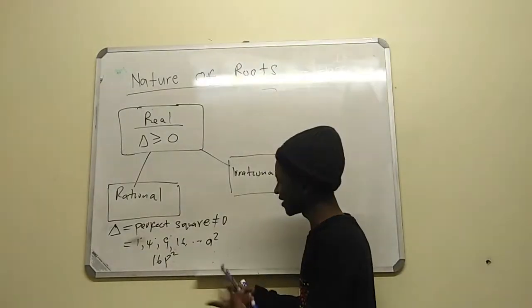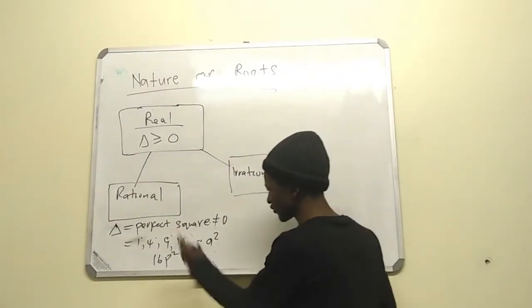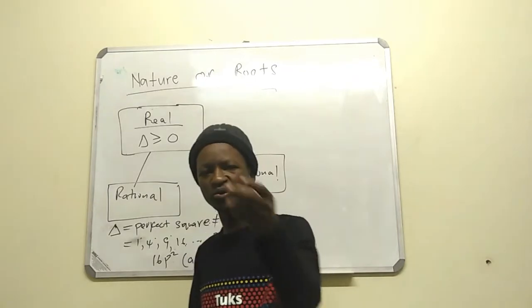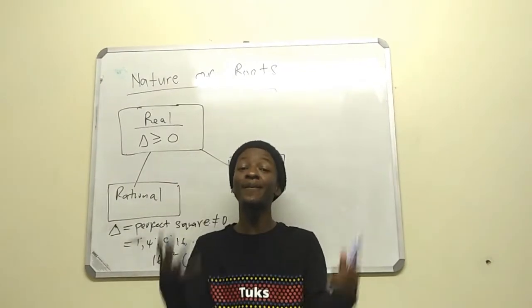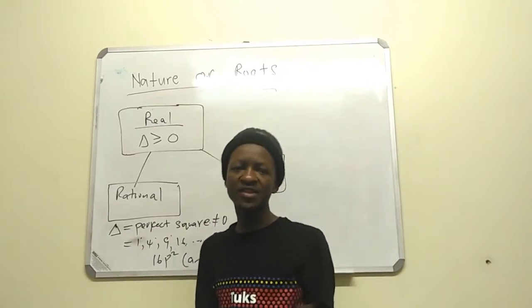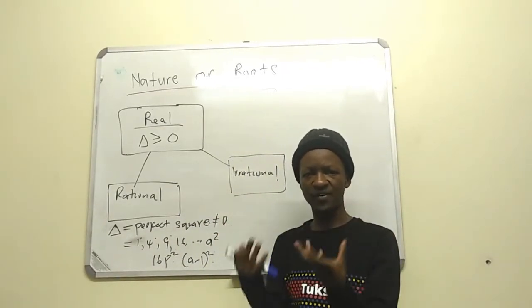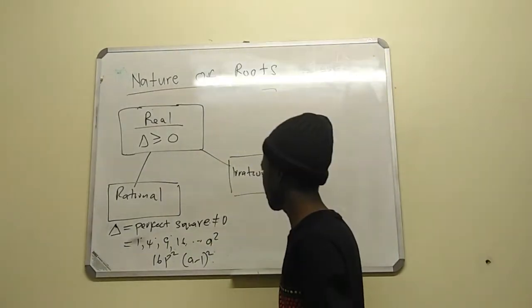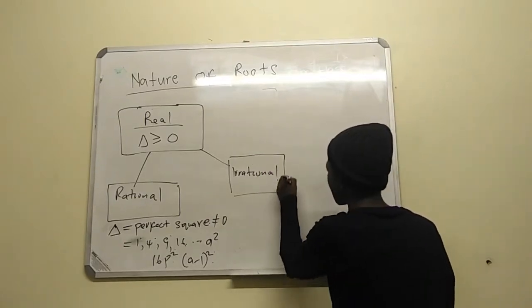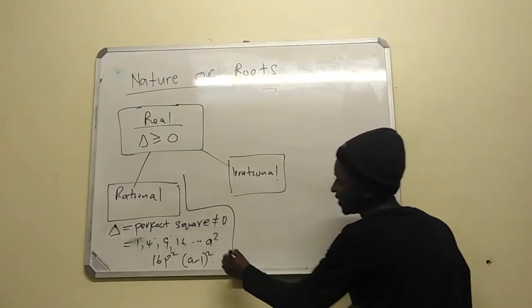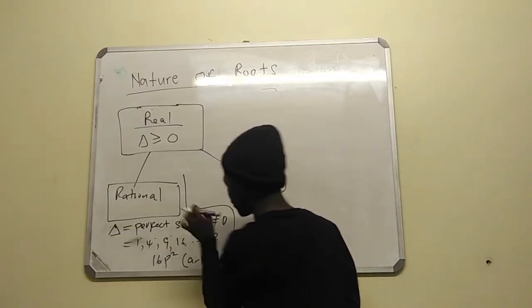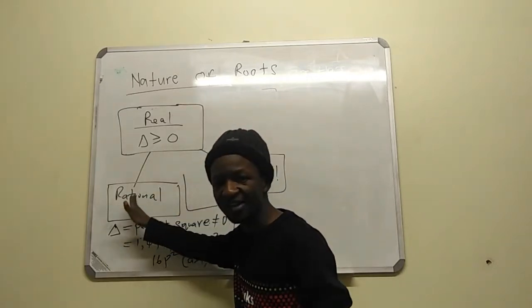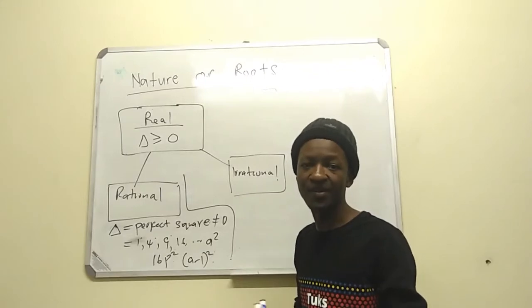You also can have (a minus 1) all squared. As long as anything is raised to the power of 2, or to the power of an even number, that thing is a perfect square. So if our delta is equal to a perfect square but not equal to 0, then we say the roots are real and they are rational numbers.